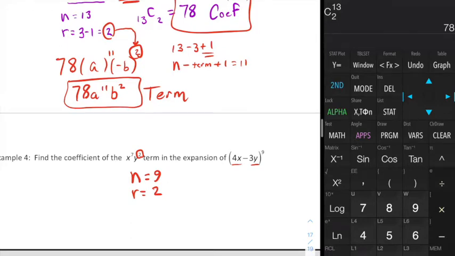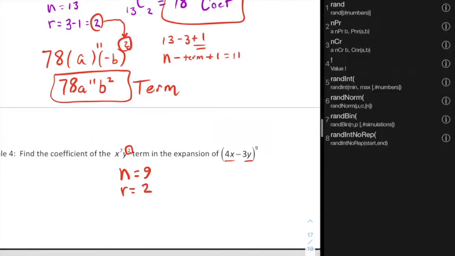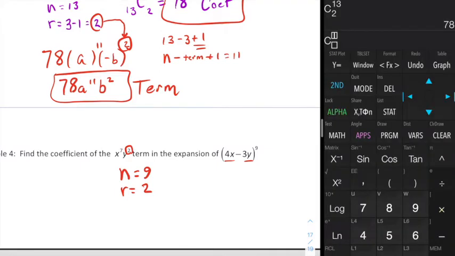Okay, and then since you find that there, then we can go and use that button in the calculator there. So I'll hit the math button again, do the probability side, and then find the nCr. And we'll do 9 and then 2. We'll let the calculator do that for us. So 9C2 right there comes out to 36. So that's your coefficient.